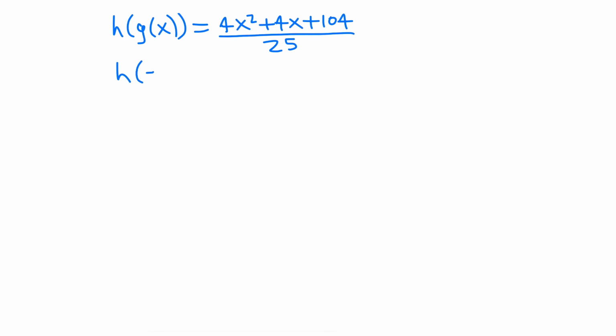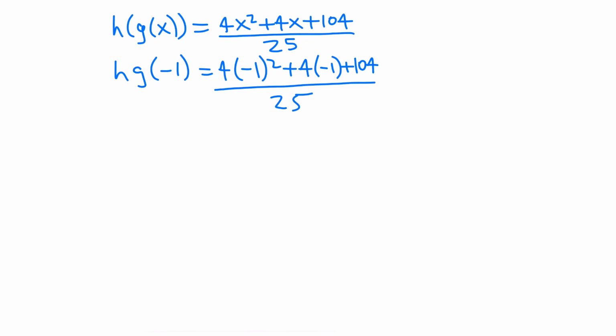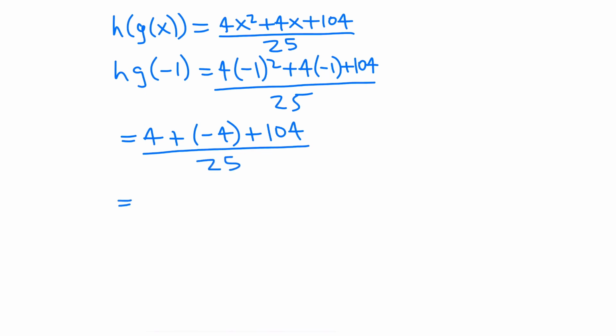So now that we've worked out hg of x, we want to evaluate this when the input is -1. All we need to do is substitute every instance of x with this -1. So this becomes (4 times (-1) squared + 4 times -1 + 104) over 25. And now we just need to simplify this. So (-1) squared is 1, so this is 4 plus -4 plus 104 over 25. The 4 and the -4 cancel out, so we just get 104 over 25.